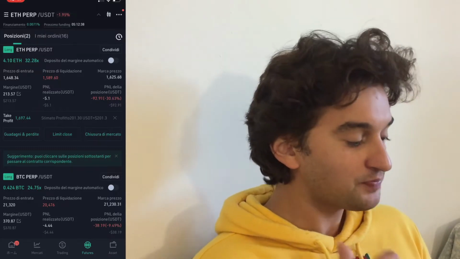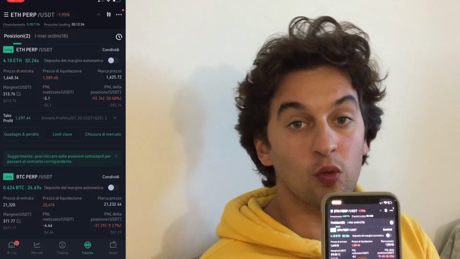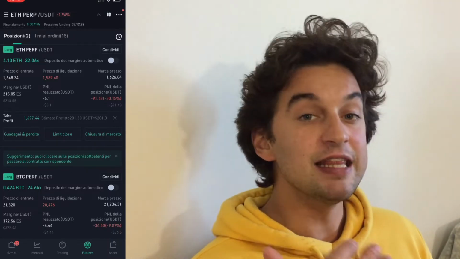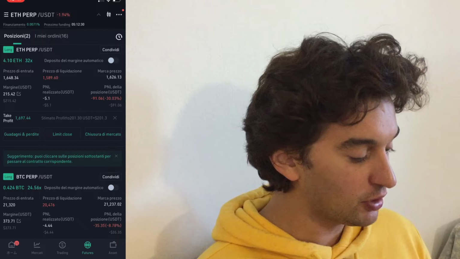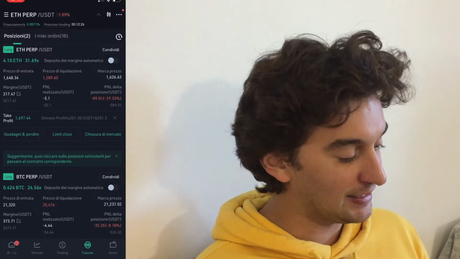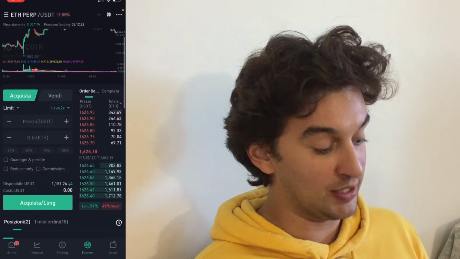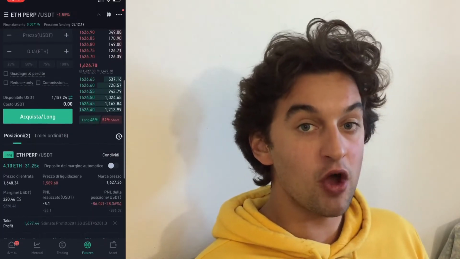What does this mean? Well, as we're able to see here, the prezzo di liquidazione, the one in red in the middle, means the liquidation price. So my liquidation price for Ethereum is at 1,589, and as of right now we are at 1,626. But what can I do with all of this?